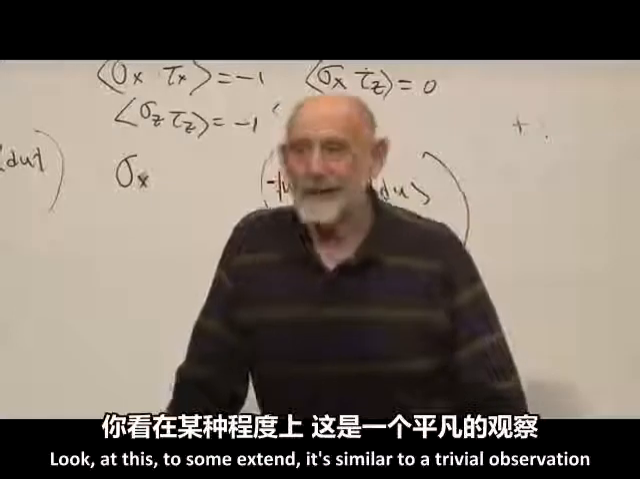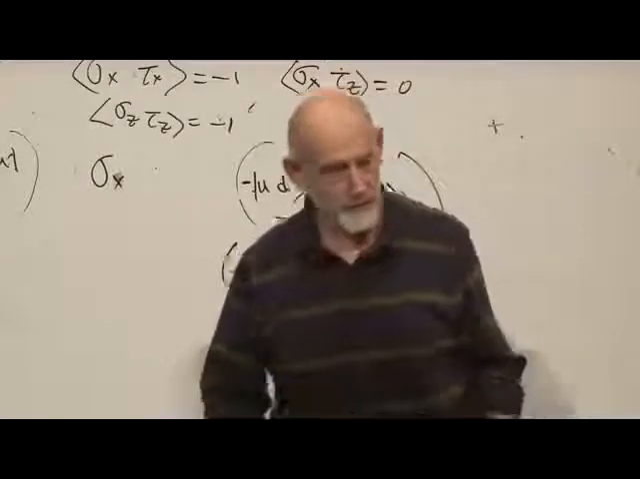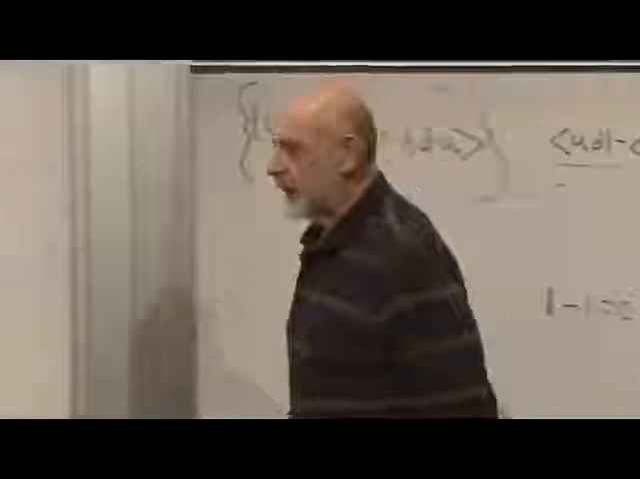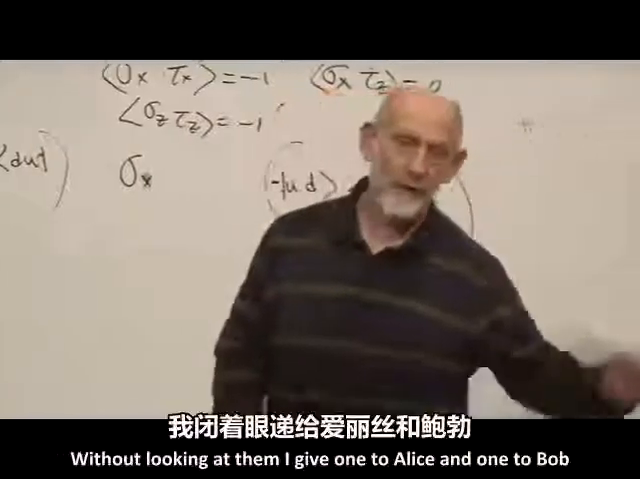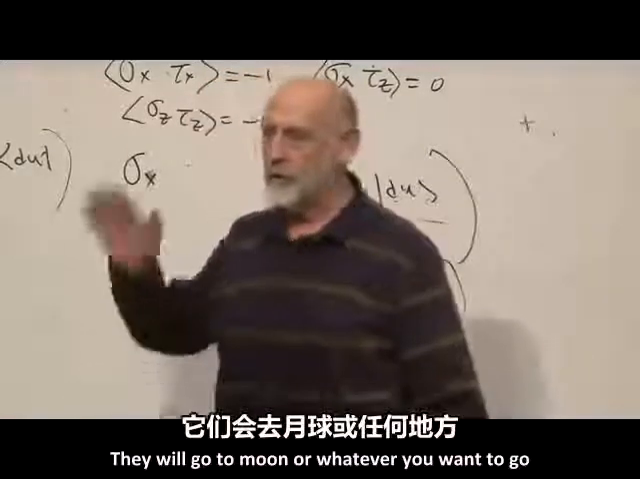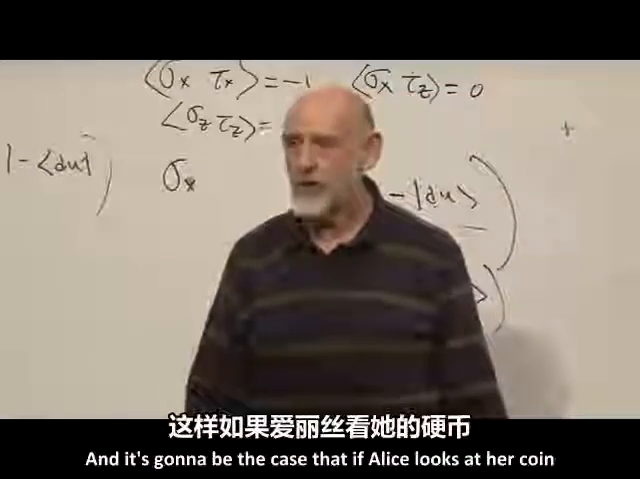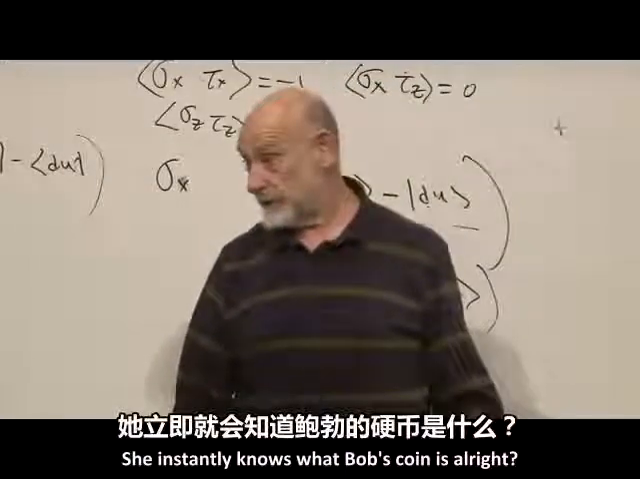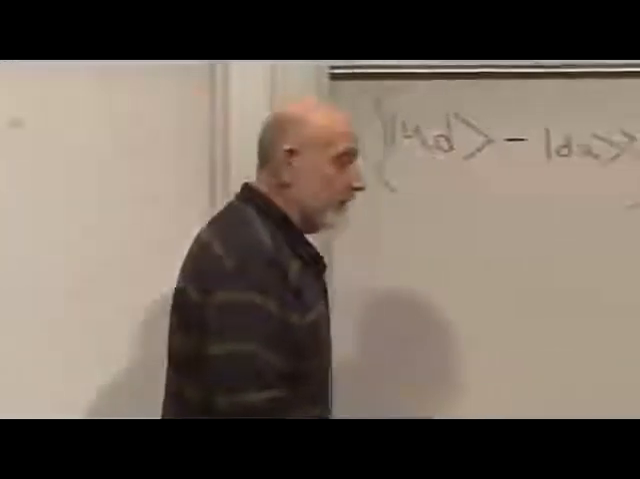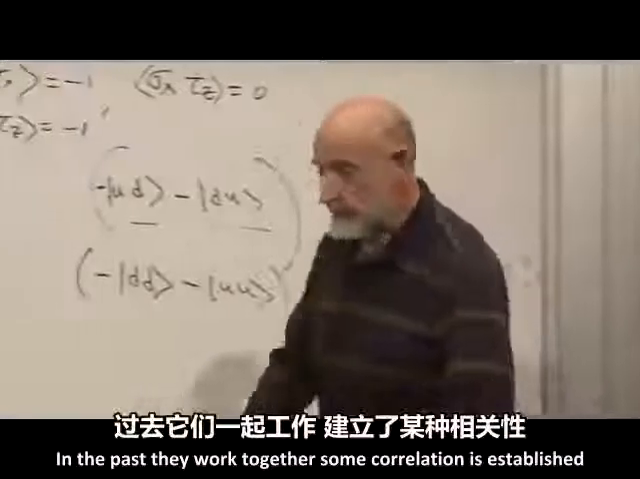Look, at this, to some extent, it's similar to a trivial observation. The way I like to phrase it is, I have a penny and a dime in my pocket. I put my hand in my pocket, I take them out, I don't look at them. Without looking at them, I give one to Alice and one to Bob, and then I tell Alice and Bob to take off and go to the moon, go to wherever you want to go. Then if Alice looks at her coin, she instantly knows what Bob's coin is. She sees, if I got a dime, he's got a penny. If I got a penny, he's got a dime. That in itself is not surprising. In the past they were together, some correlation was established.